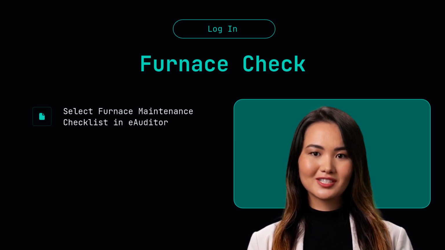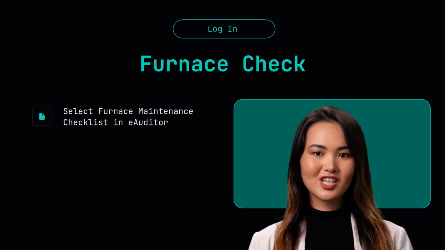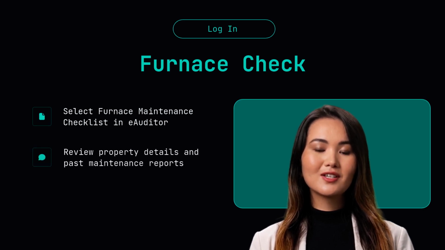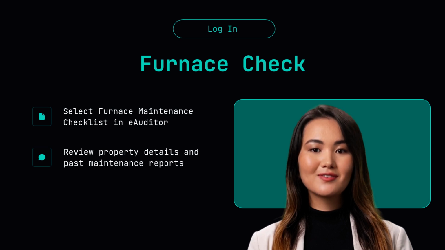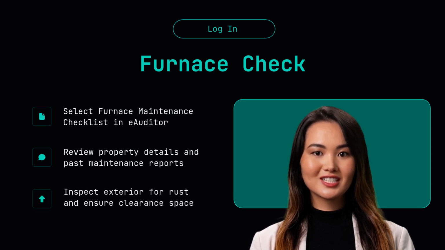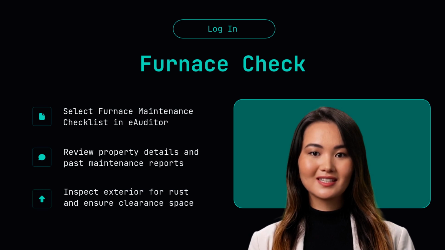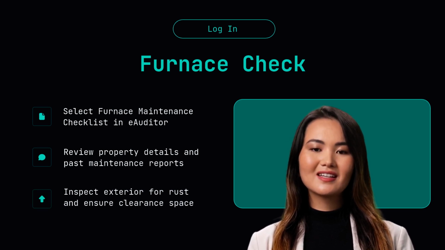Log into eAuditor and select the Furnace Maintenance Checklist. Enter property details and review past reports. Assess the furnace's exterior for rust or debris. Ensure proper clearance space and document findings. Attach photos of any damage in eAuditor.